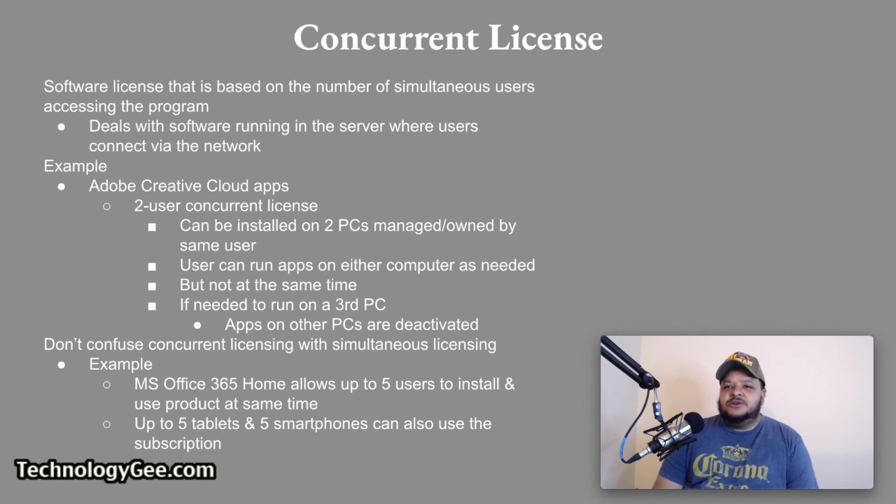The user can run the apps on either computer as needed, but not at the same time. If the user needs to run the apps on a third computer, the apps on the other computers are deactivated by the Creative Cloud App Manager. Don't confuse concurrent licensing with that of simultaneous licensing. For example, Microsoft Office 365 Home allows up to 5 users to install and use the product at the same time on Mac OS or Windows computers. Up to 5 tablets and 5 smartphones can also use the subscription.